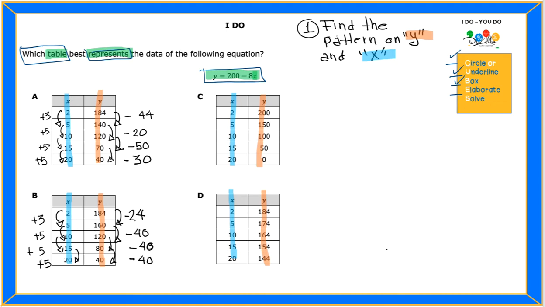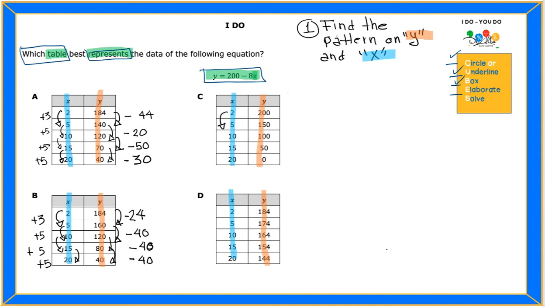Okay, great. Now look at this. Look at the numbers. On the left side, we have positive 3 goes with negative 24. But then all the other ones got all 5s and all negative 40s. Okay, let's check what's going on with C.